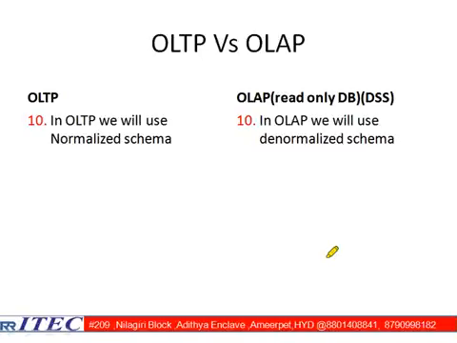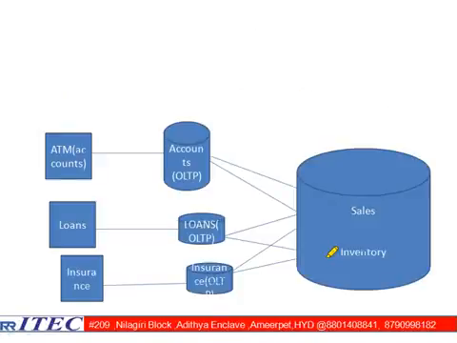Now let me recall quickly what we discussed. DSS stands for Decision Support System. Now let us recall quickly 10 points. What are the 10 points to discuss? The first point: OLTP is useful to store transactional data, whereas OLAP is useful to store analytical data.